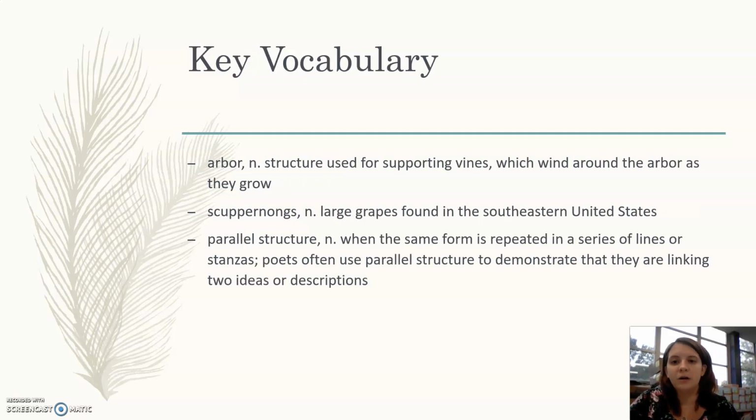Our key vocabulary for today is arbor, a structure used for supporting vines which wind around the arbor as they grow. Scuppernongs are large grapes found in the southeastern United States, and a parallel structure is when the same form is repeated in a series of lines or stanzas. Poets often use parallel structure to demonstrate the linking of two ideas.